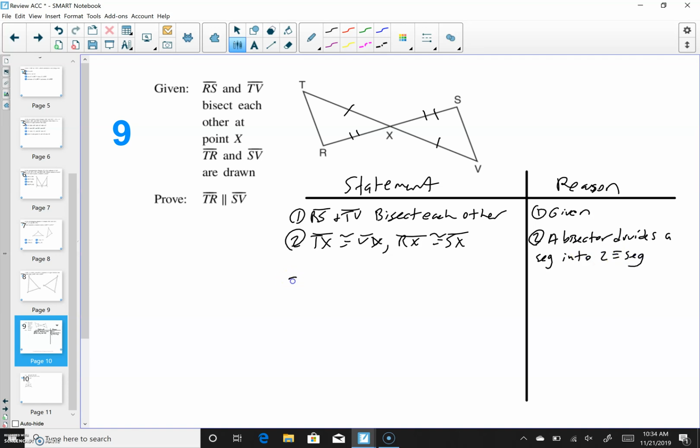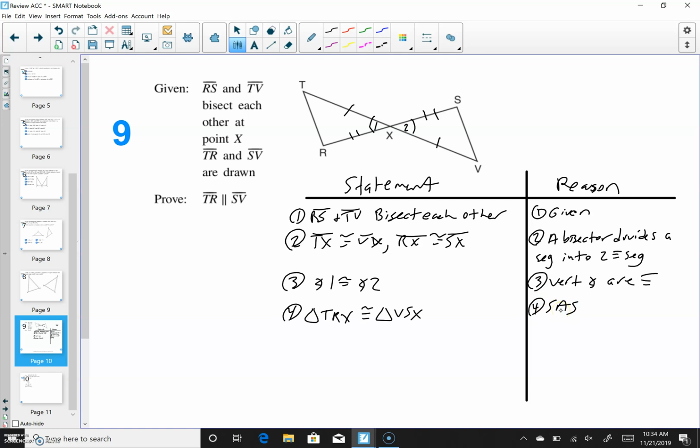Now our third step here, we're going to work with our vertical angles and put 1 and 2. So angle 1 is congruent to angle 2. Step 3, vertical angles are congruent. And then we have enough information, so our triangles are congruent. Triangle TRX is congruent to triangle VSX, and our pattern here is side, angle, side.